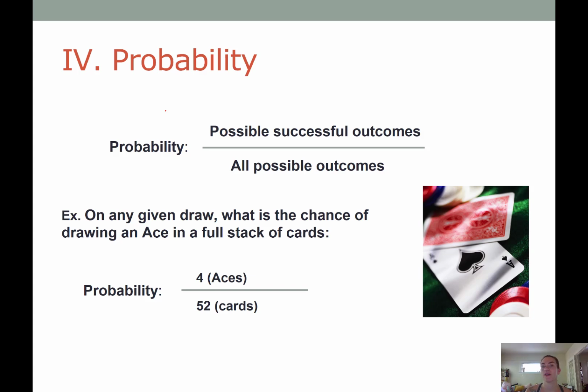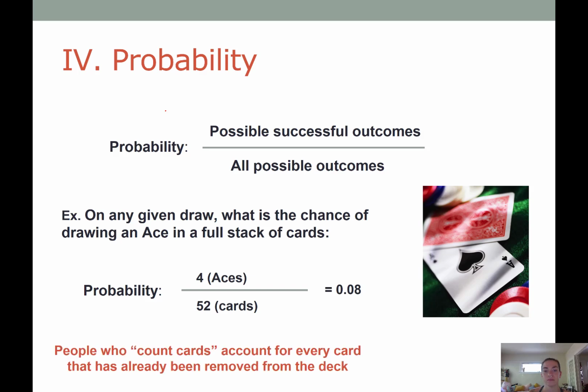And again, if we have a full deck of cards, there's 52 total cards in the deck. So each time I draw a card, I could draw one of 52 different cards. That reduces to a probability of drawing an ace equal to 0.08. And this is actually how card counters work.